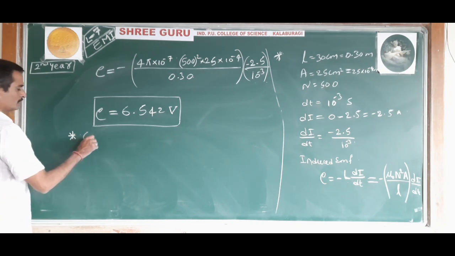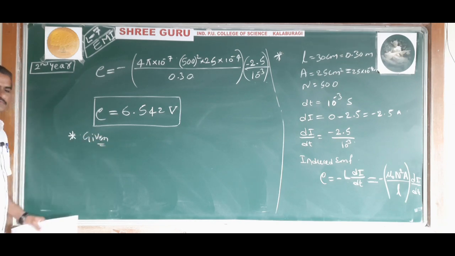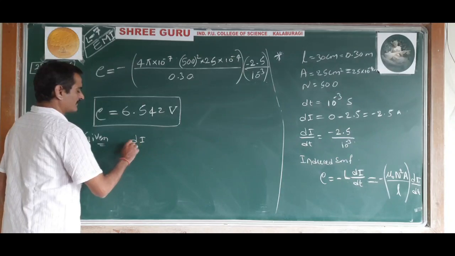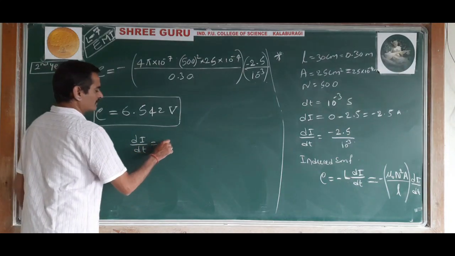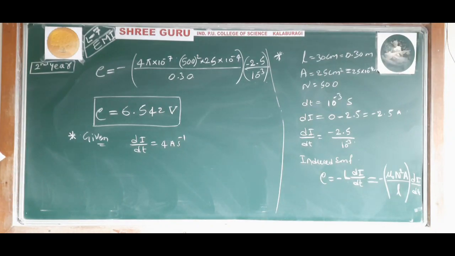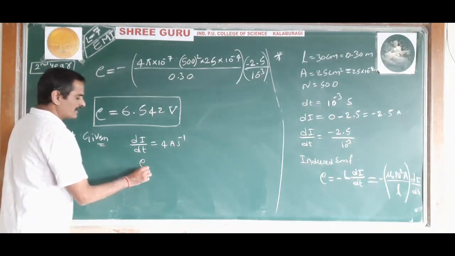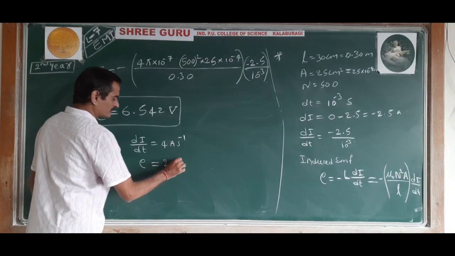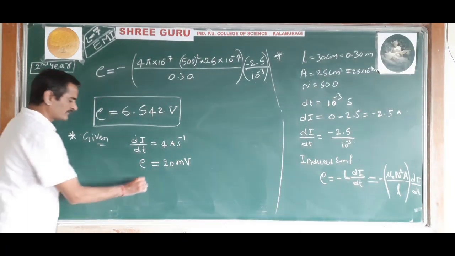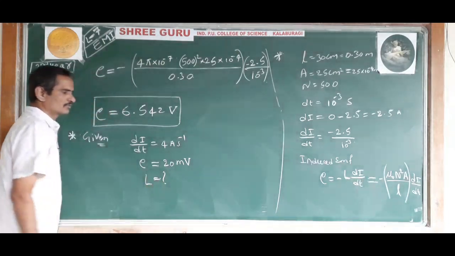So what is the given thing? The rate of change of current is 4 ampere per second, that is di by dt is 4 ampere per second, which is given directly, and it induces an EMF of 20 millivolt. So the induced EMF is 20 millivolt. Now what is the value of the self-inductance of the solenoid? That is L is equal to question mark.